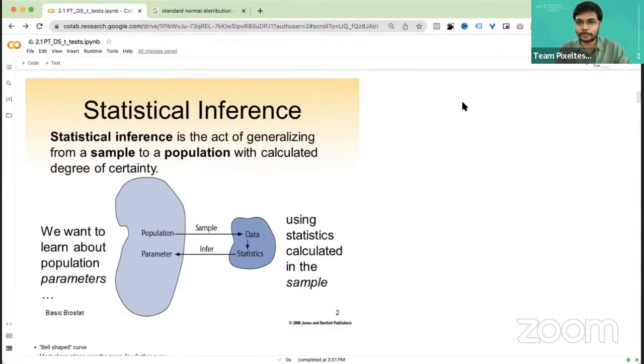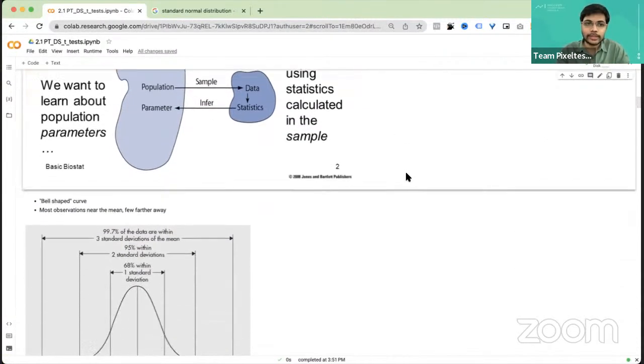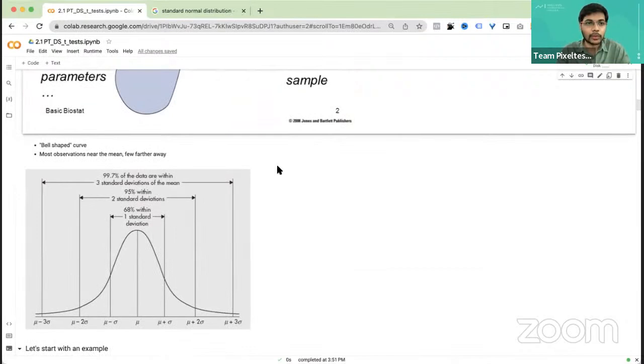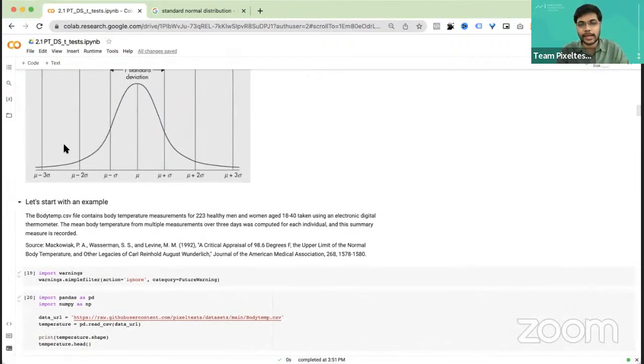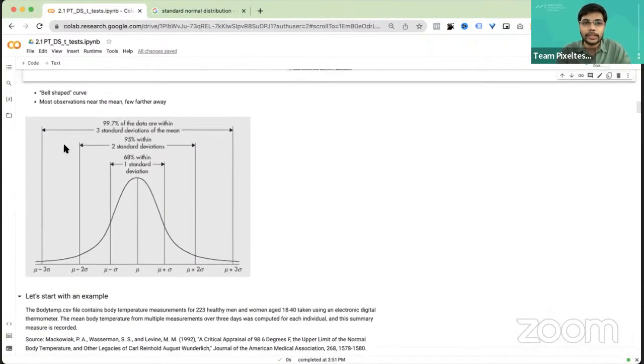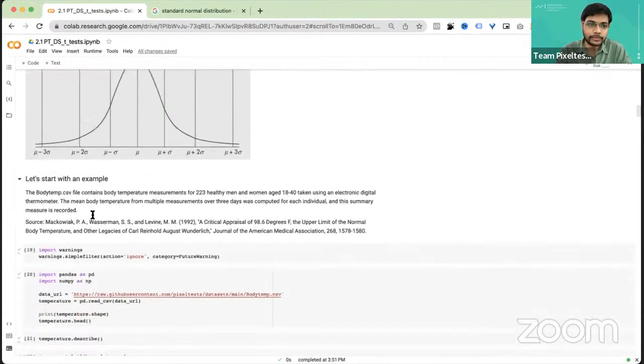Thank you, Sujana. Great. So now we've understood what statistical inference is. Now we've understood about the bell-shaped curve also, right? Even in our previous hackathons, we have done two random distributions where, when we plotted a histogram, we got such a curve, right?